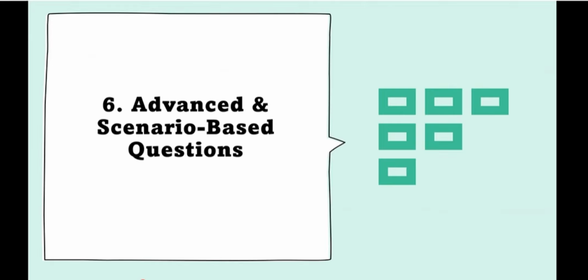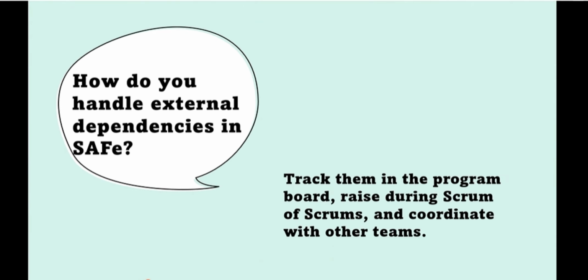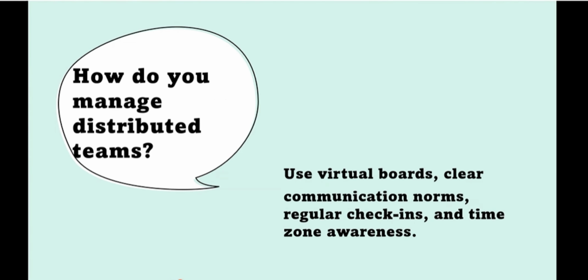Let's start with advanced and scenario-based questions. How do you handle external dependencies in SAFe? Track them in the program board, raise them during Scrum of Scrums, and coordinate with other teams. How do you manage distributed teams? Use virtual boards, clear communication norms, regular check-ins, and time zone awareness.